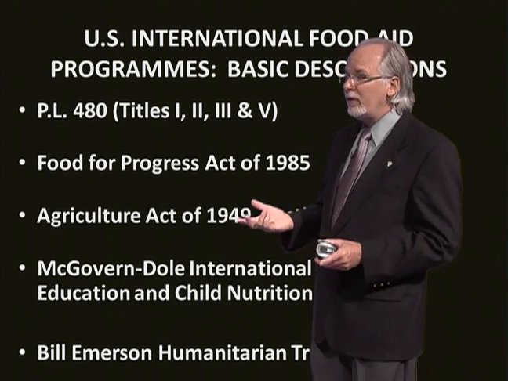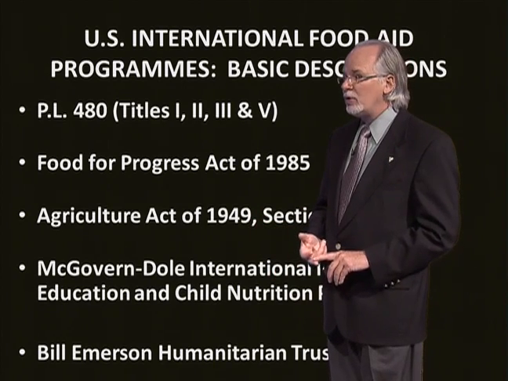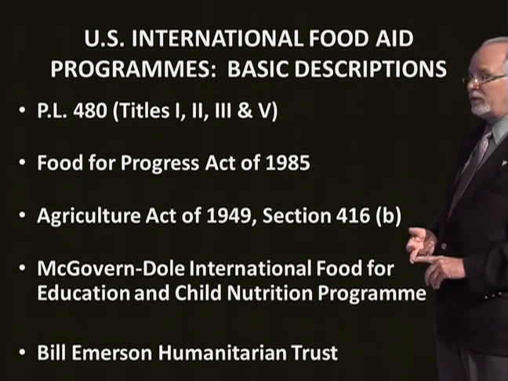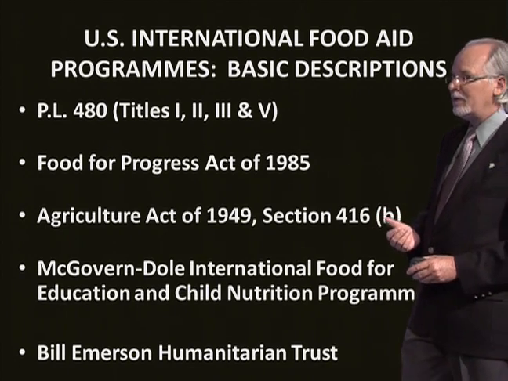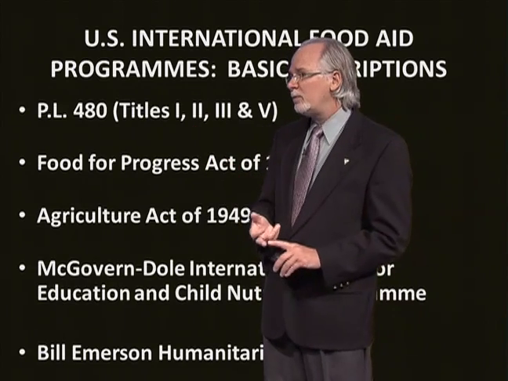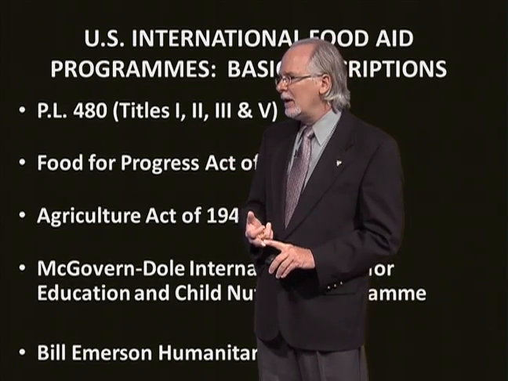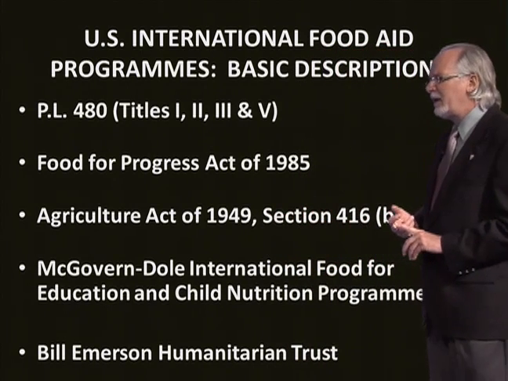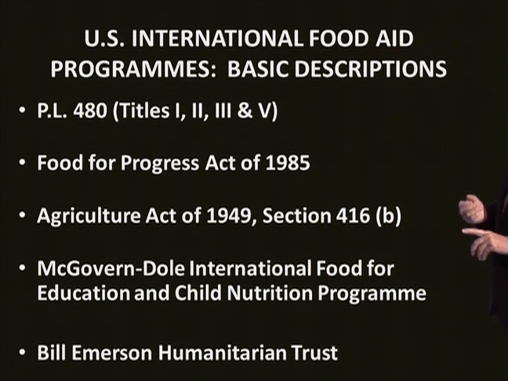Then there's the Food for Progress Act of 1985. There's the Agricultural Act of 1949, Section 416B, which has to do with the use of surplus food grown in the U.S. PL 480, by the way, is primarily, or used to be, surplus food. Then there's a very particular initiative started over the past couple of years called the McGovern-Dole International Food for Education and Child Nutrition Program. McGovern and Dole were two senators in the U.S. Senate who were key leaders and visionaries in raising the awareness of hunger and poverty in the U.S. Congress.